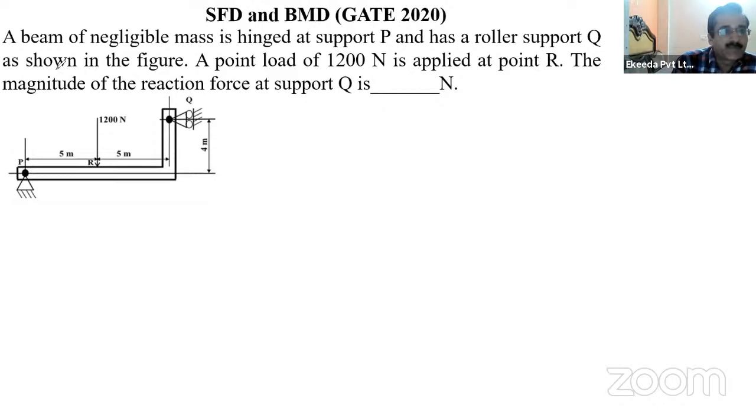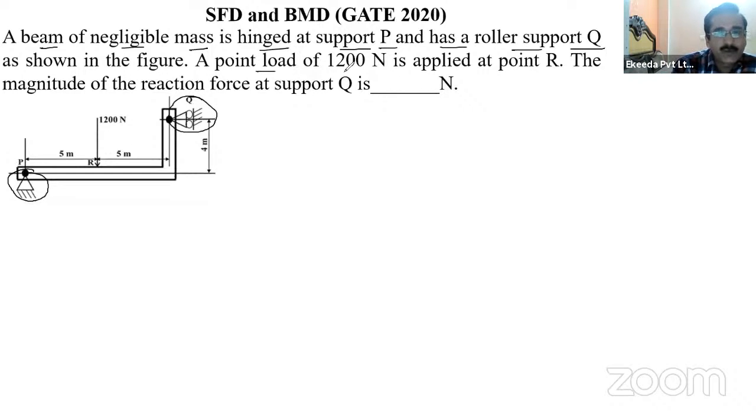In this question, a beam of negligible mass is hinged at support P and has a roller support Q. So there is a hinge joint at point P and a roller joint at point Q, right? So two supports are there. This was asked in GATE 2020, this year only. At point P there is a support, at point Q there is a support.